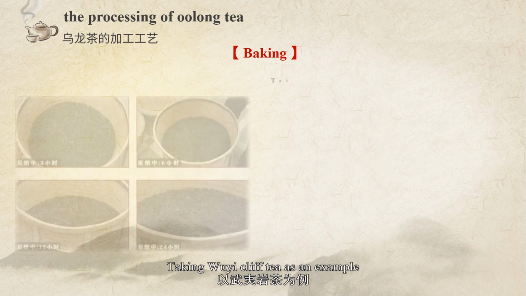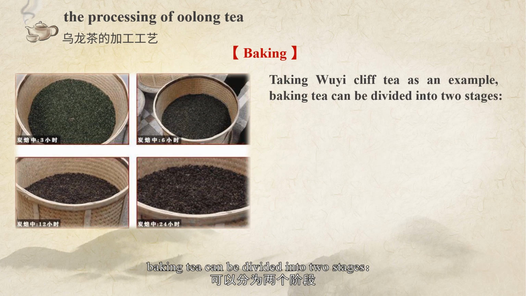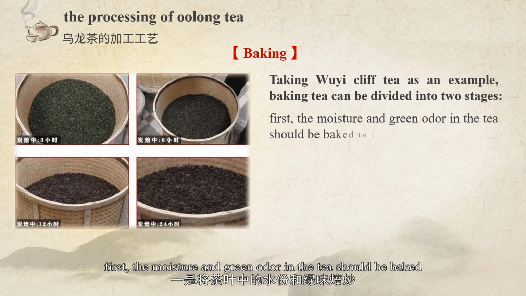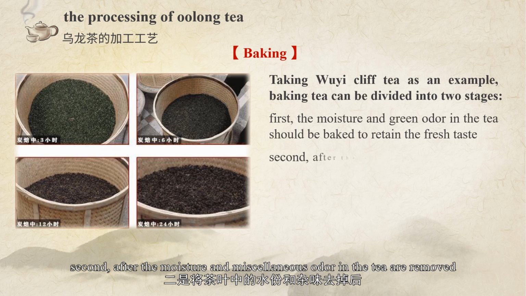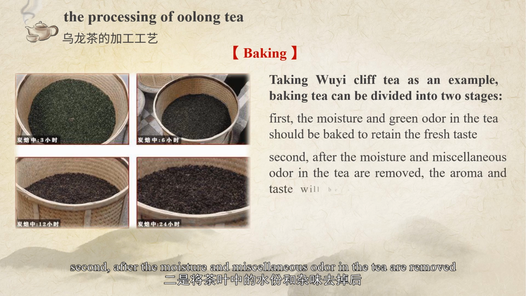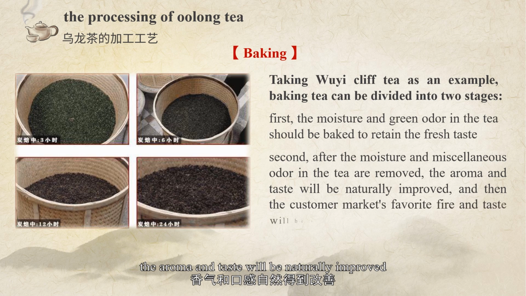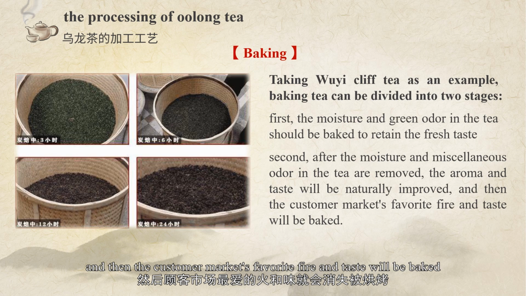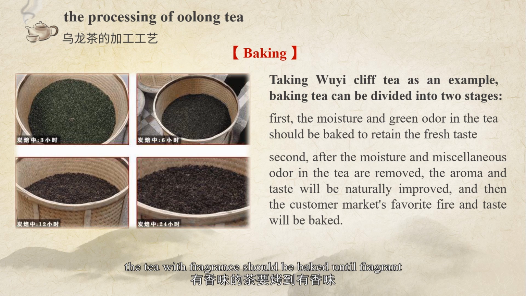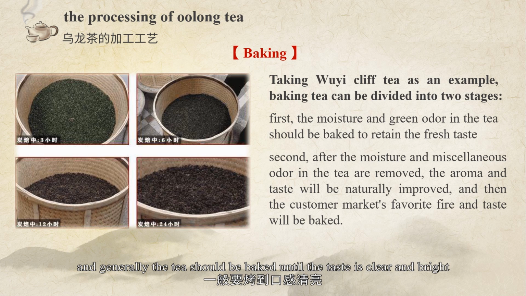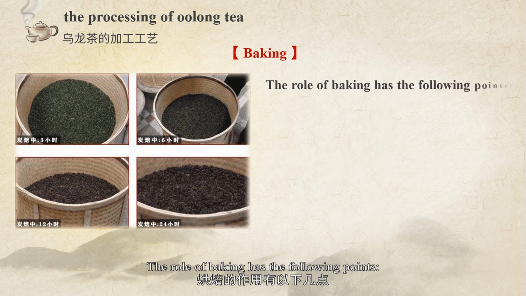Let's see baking, taking Wuyi leaf tea as an example. Baking tea can be divided into two stages. First, the moisture and green odor in the tea should be baked out to retain the fresh taste. Second, after the moisture and miscellaneous odor in the tea are removed, the aroma and taste will be naturally improved, and then the fire that the market favors will be baked in. Therefore, tea with fragrance should be baked until fragrant, and generally the tea should be baked until the taste is clear and bright. The role of baking has the following points.